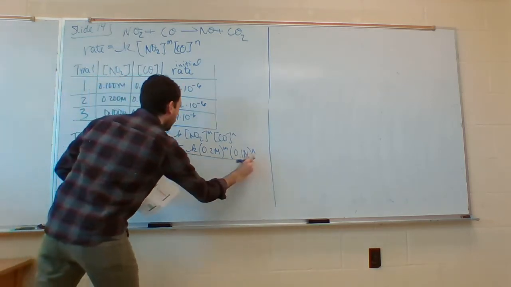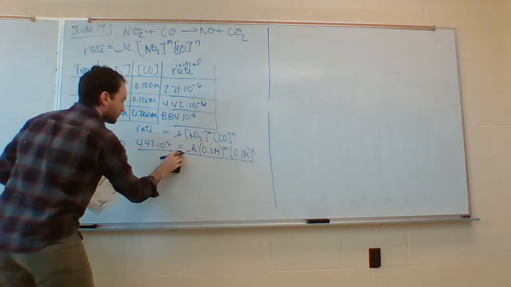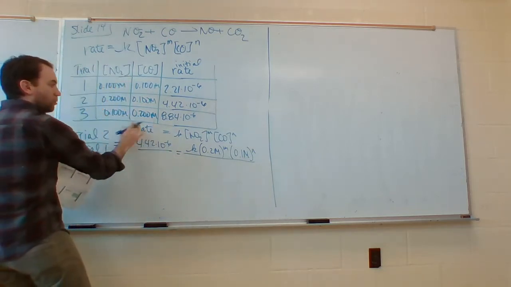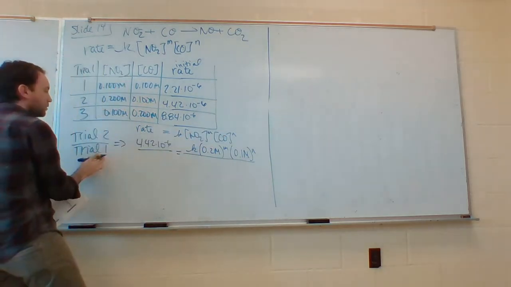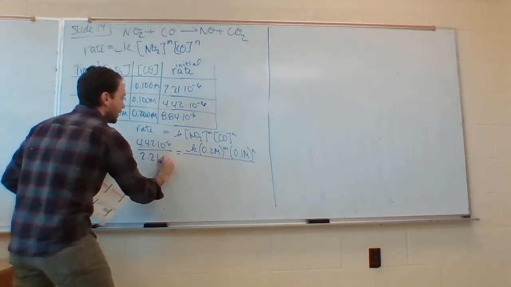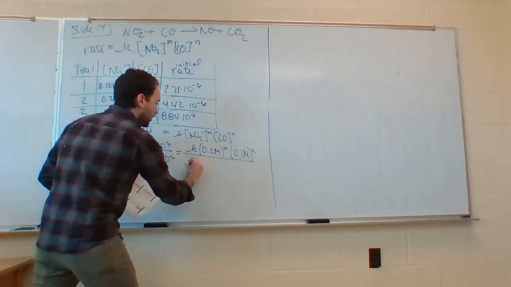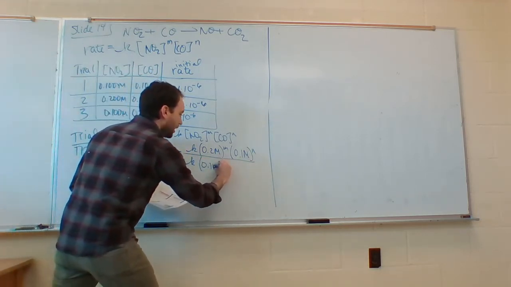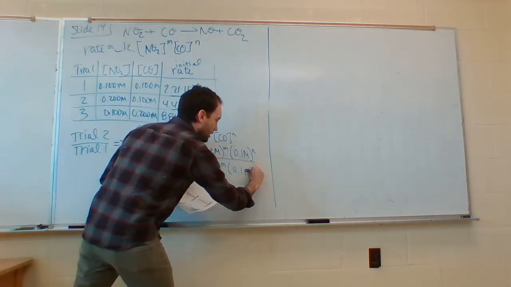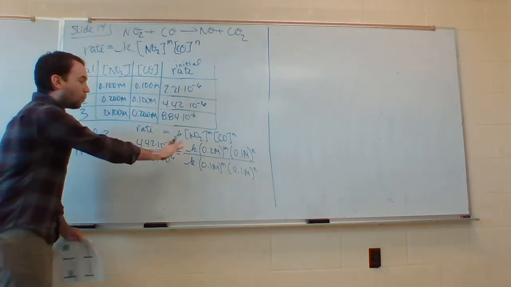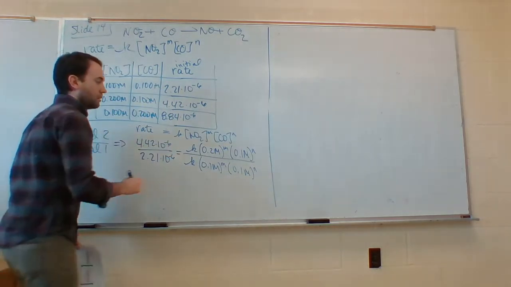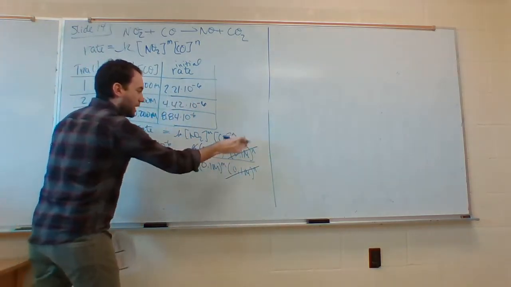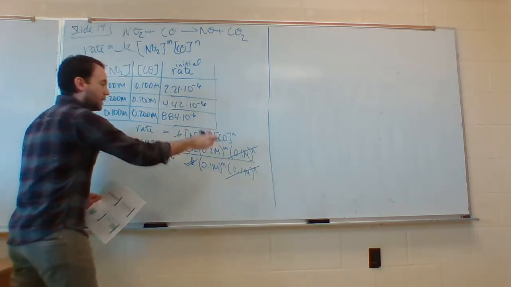And I'm going to put all of that over my rate law for trial 1, which was 2.21 times 10 to the negative 6. And then you have K and 0.1 molar to the M and 0.1 molar to the N. Okay? This will always give you the right orders, all right? Because you can cancel your K's, you can cancel your M's, depending on which ones you have.